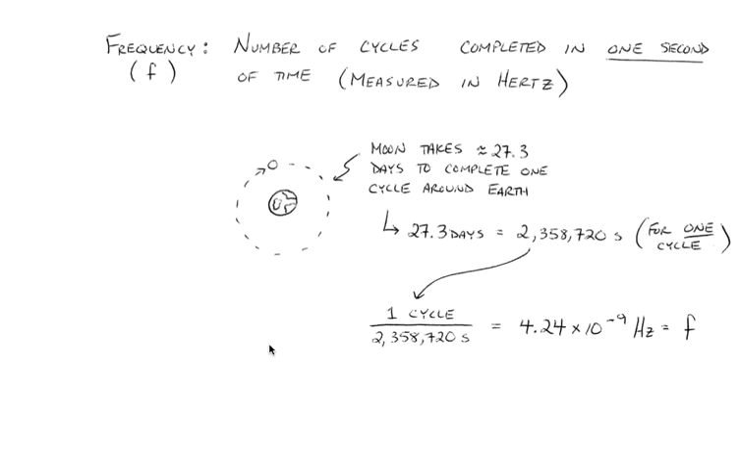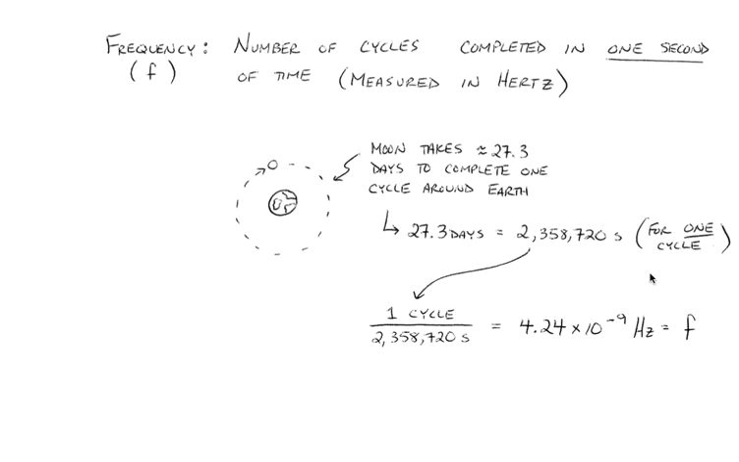Frequency is the number of cycles completed in only 1 second of time. It's represented by a lowercase f, and it's measured in a unit that we call hertz. So to look at the same example, the moon takes 27.3 days to complete one cycle around the Earth. We've already found that the period will be 27.3 days, or 2,358,720 seconds, the amount of time for one cycle.